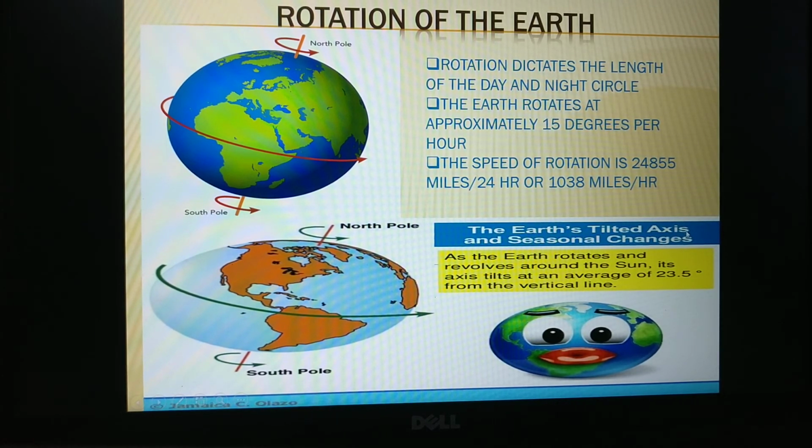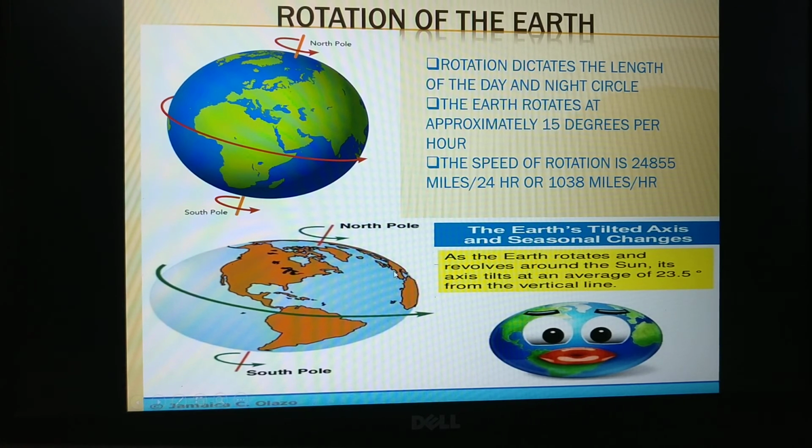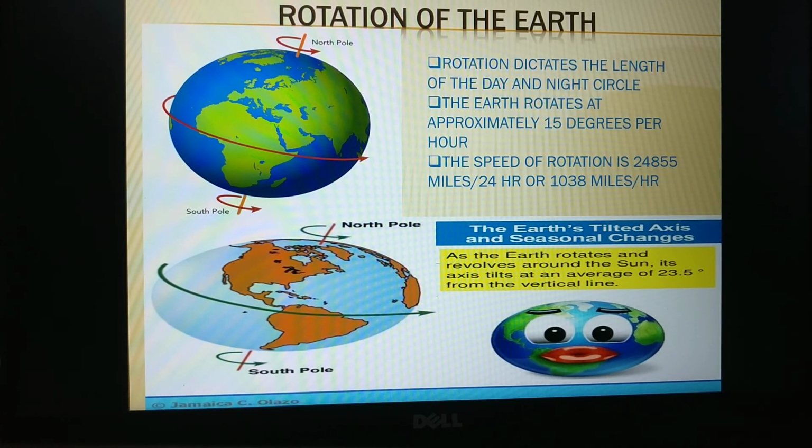The earth's tilted axis causes seasonal changes. Okay, the tilt of the earth is the reason why we get to see different seasons. As the earth rotates and revolves around the sun, its axis tilts at an average of 23.5 degrees from the vertical line. Okay. The axis of the earth, which is an imaginary line, makes an angle of 66.5 degrees with the orbital plane. The plane formed by the orbit is known as the orbital plane.